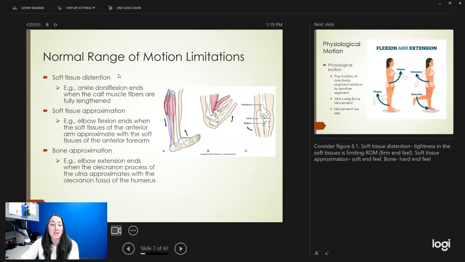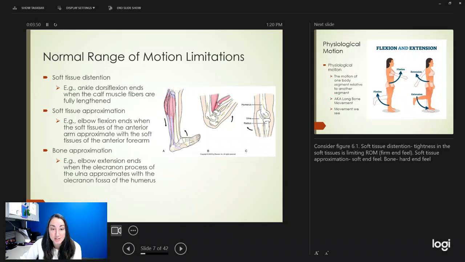For other limitations, there's soft tissue distension. That is tightness of tissue that's limiting the range. The first example is in this first picture on the slide, where the gastroc, being a two-joint muscle, if it's tight on both ends, will limit your dorsiflexion range of motion. So if somebody has their knee straight while you're testing their dorsiflexion range of motion, most likely they'll have a little less motion than if you bend the knee and put that muscle on slack and less tight, and then test their dorsiflexion range of motion again. So that is an example of soft tissue distension.